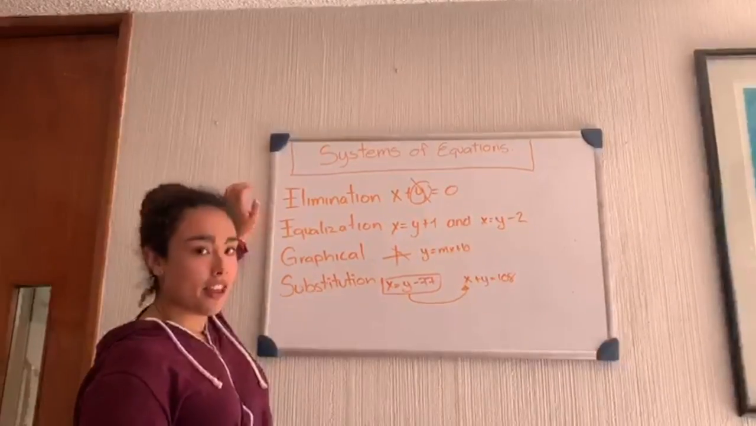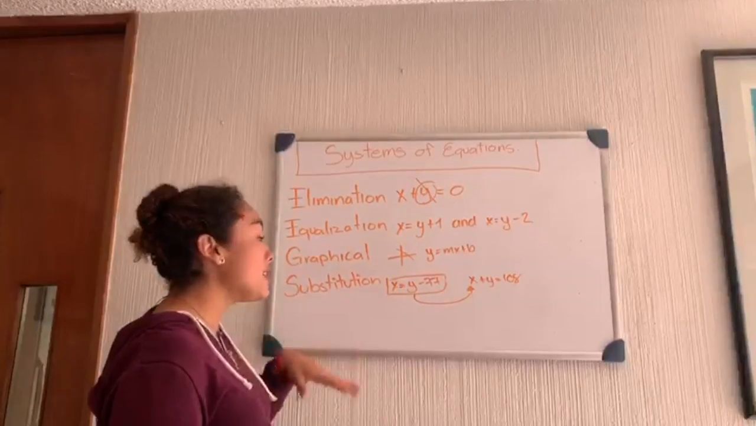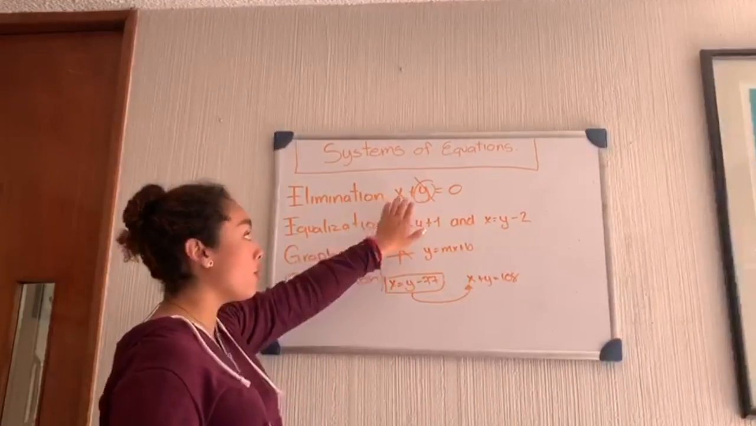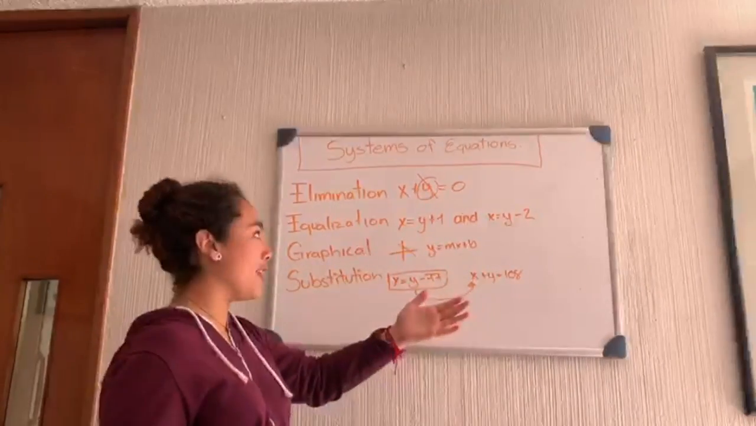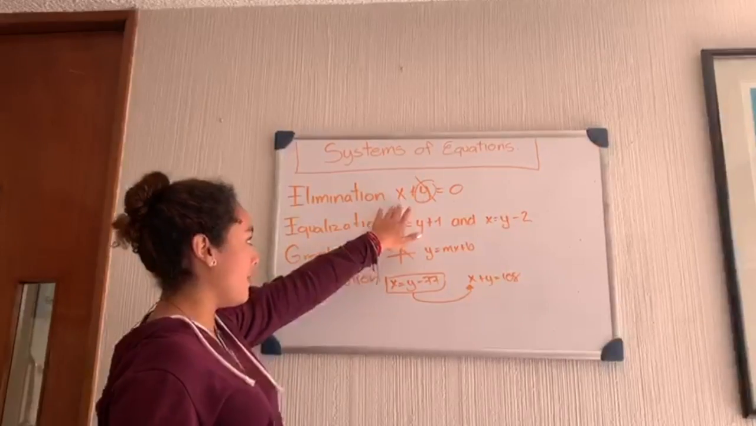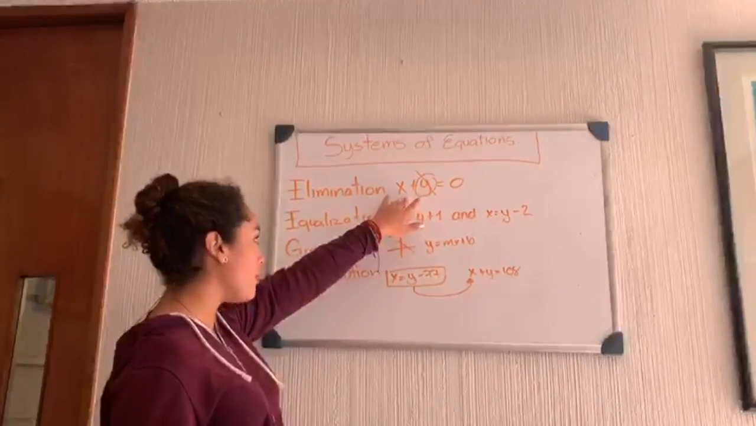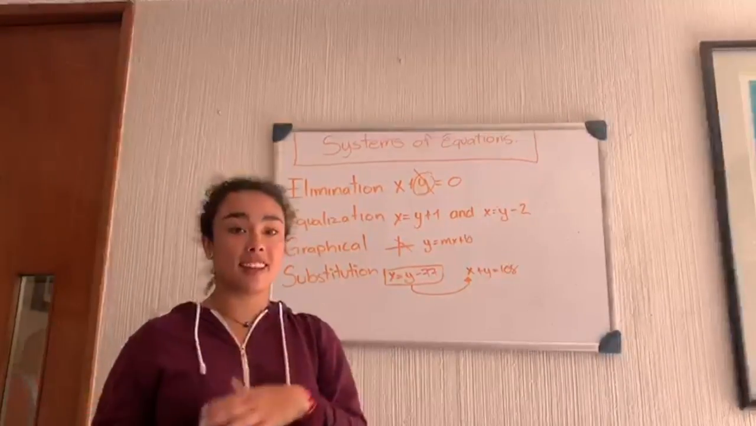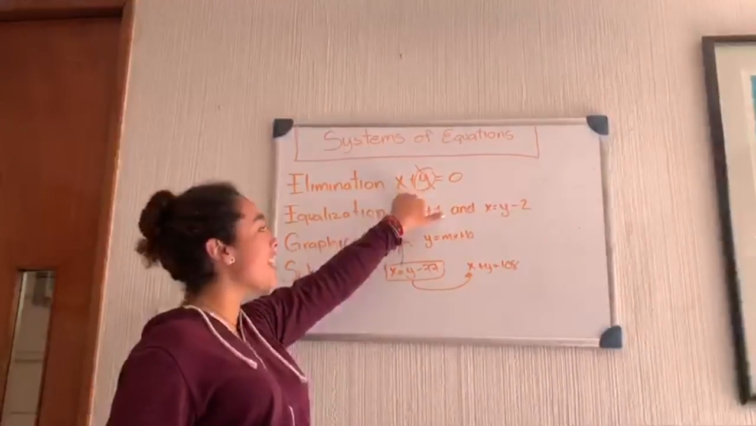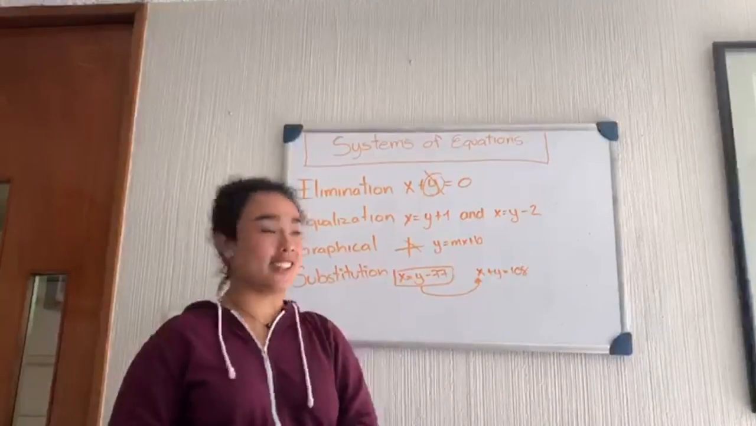The elimination method is based on eliminating one of the variables to know the value of the other variable. So you eliminate one and you have the value of the other variable, and then you substitute that value into the other equation, and then you have the answer.